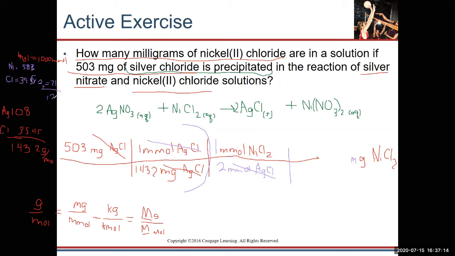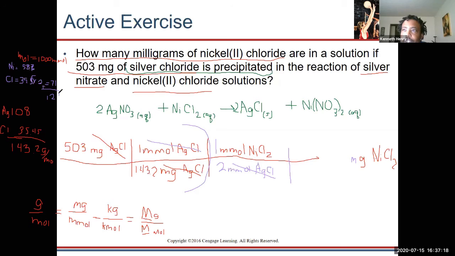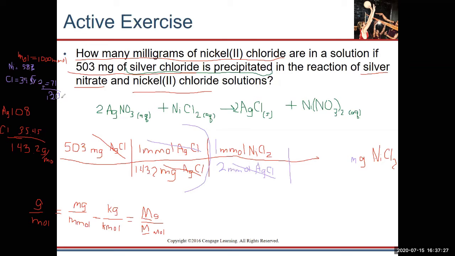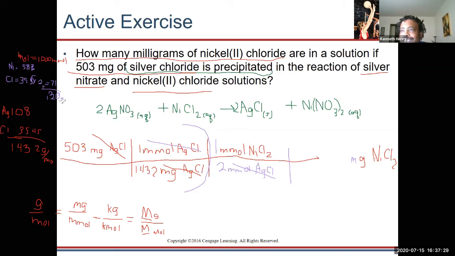129.7. Can't we just make that 130? Okay, so let's make it 130. Nah, we're too liberal. You liberal elite. Better not do the wrong thing, we'll get in trouble.